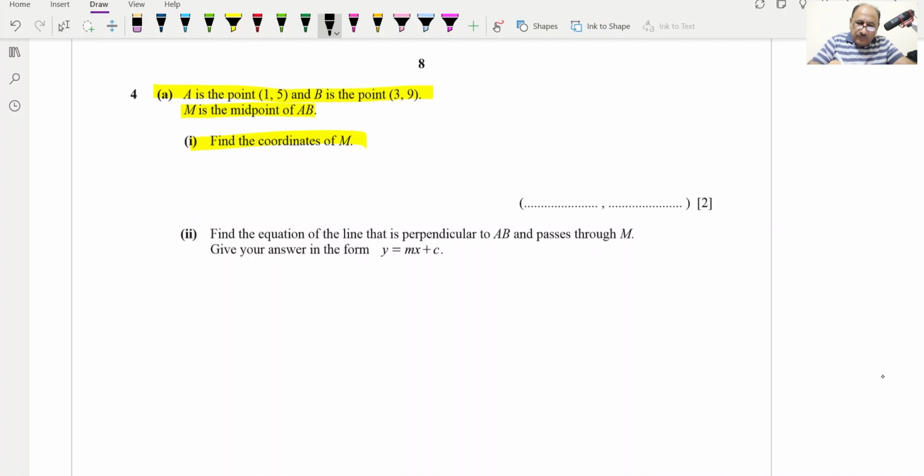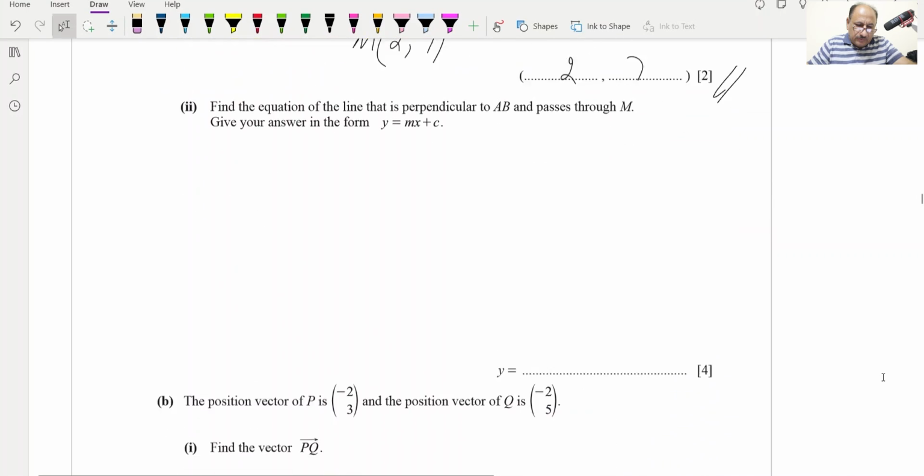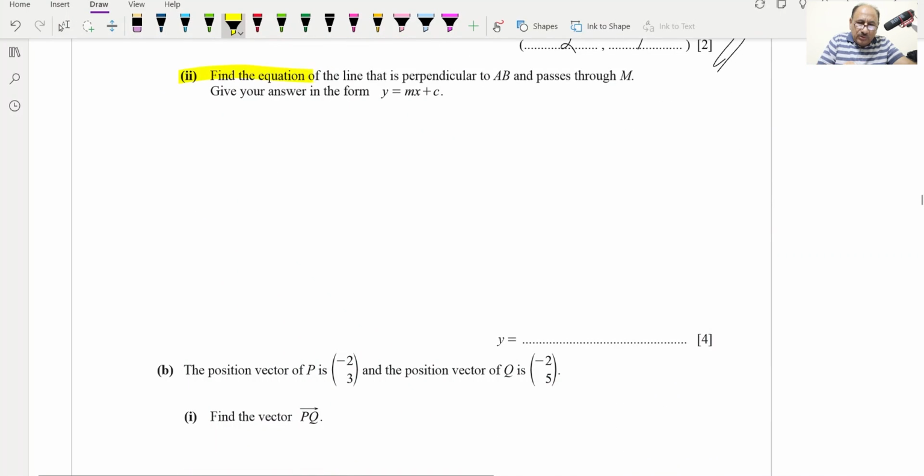So M is the midpoint. It will be adding x values, 1 plus 3 divided by 2, and adding y values, 5 plus 9 divided by 2, and this will result in 4 by 2 will be 2 and 14 by 2 will be 7. So 2 and 7 will be the coordinates. 2 marks question. Then find the equation of the line that is perpendicular to AB and passes through M. Give your answer in the form y is equal to mx plus c.